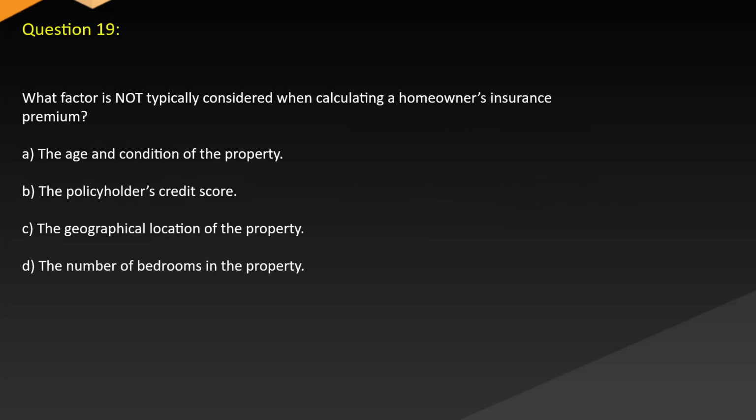Question 19. What factor is NOT typically considered when calculating a homeowner's insurance premium? A. The age and condition of the property. B. The policyholder's credit score. C. The geographical location of the property. D. The number of bedrooms in the property.